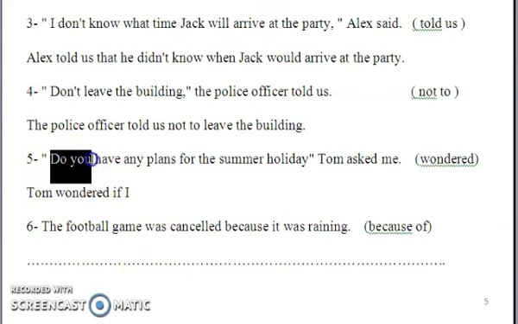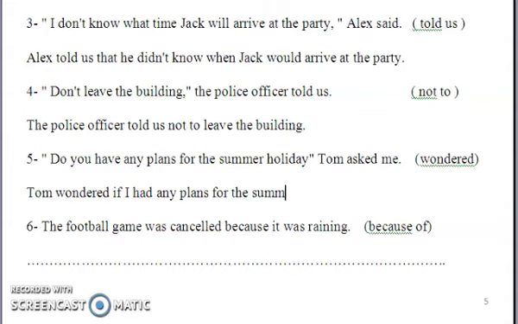Do you have? Which tense is it? Yes, that's present simple. So I change it to the past. What is the past of have? Had. So I will say, if I had any plans for the summer holiday. Tom wondered if I had any plans for the summer holiday.